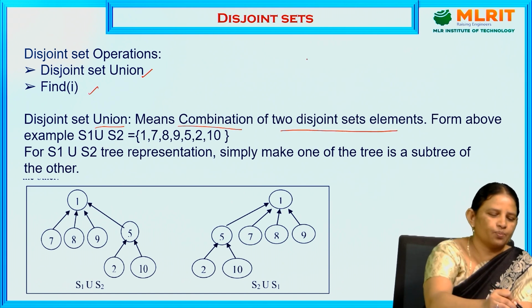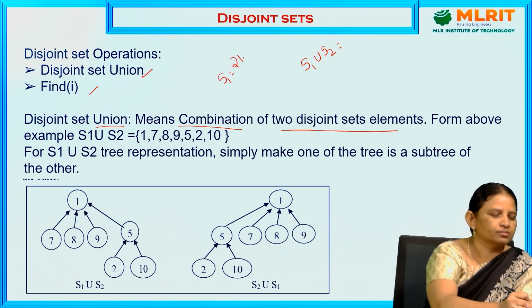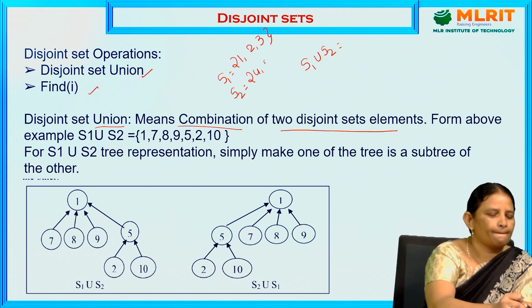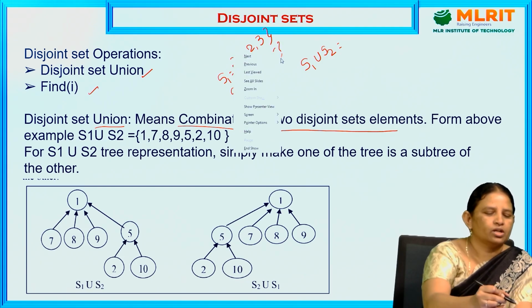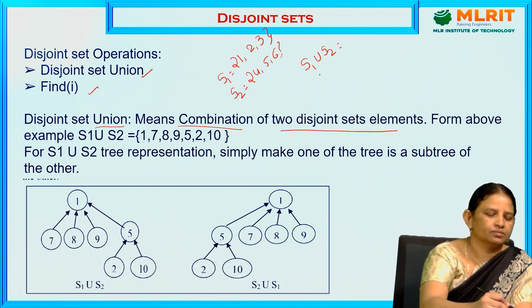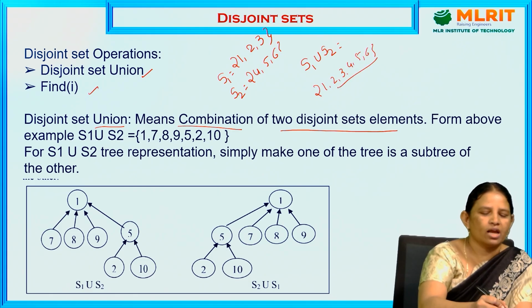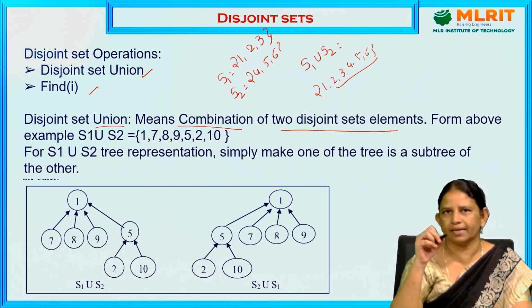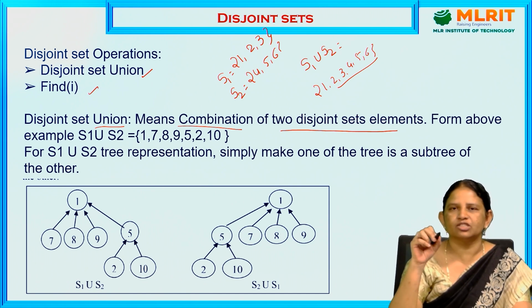So for example, S1 union S2. Then what are the elements? For example, S1 consists of 1, 2, 3, whereas S2 consists of 4, 5, 6. When the two are combined, we get a single set 1, 2, 3, 4, 5, 6, and all elements share a single parent. That is the disjoint set union.